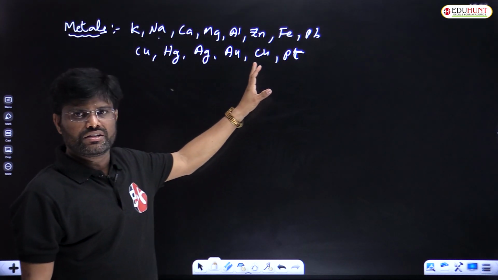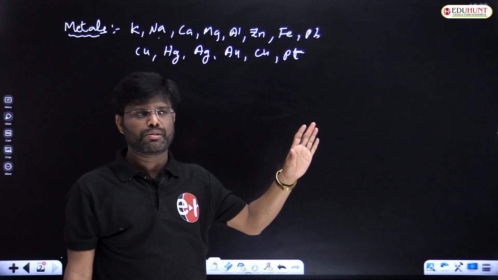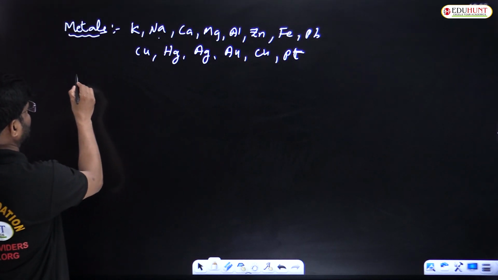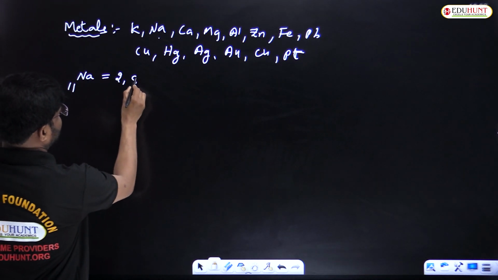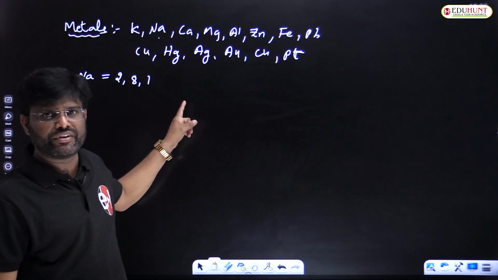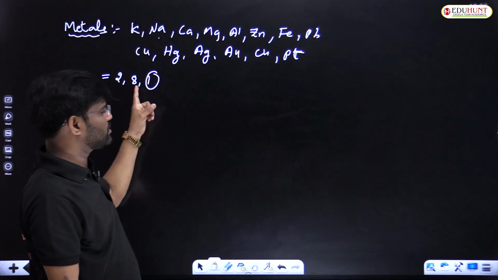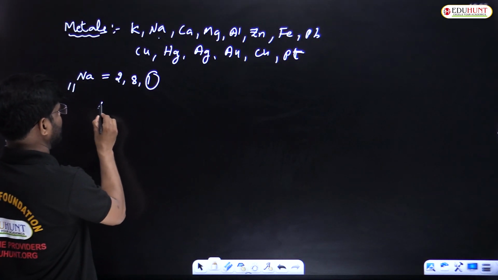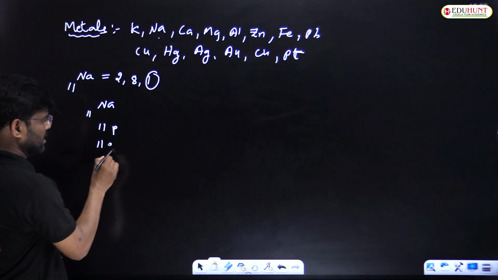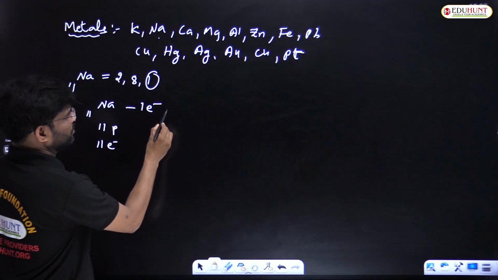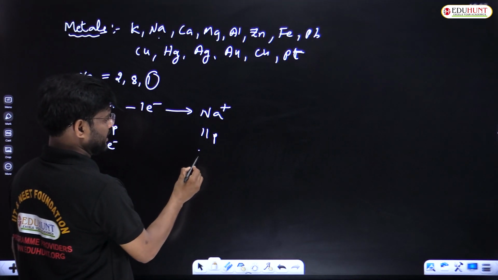So what happens? The tendency of an element to lose electrons is called a metal. See, generally I am taking sodium, atomic number 11, electronic configuration 2, 8, 1, and the outermost shell has 1 electron. So it loses one electron. Sodium has 11 protons and 11 electrons. It loses one electron to form Na plus, so here 11 protons and 10 electrons.